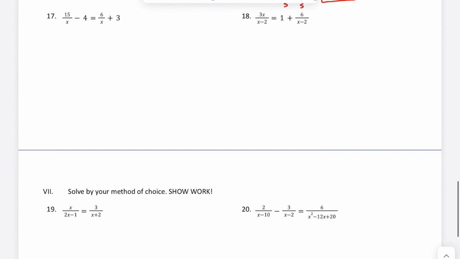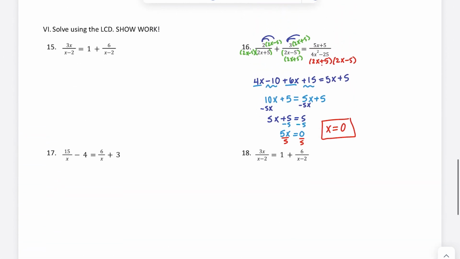Oh, and that's all. There are no word problems on here, so make sure that you review the word problems in your notes as well.